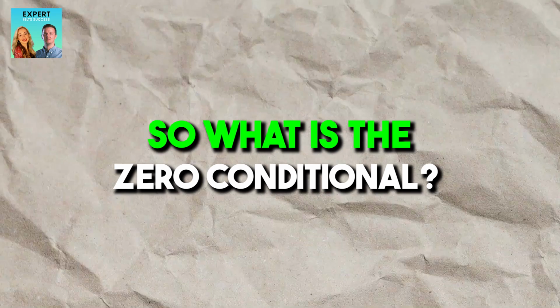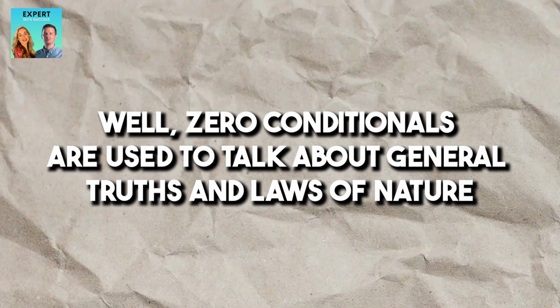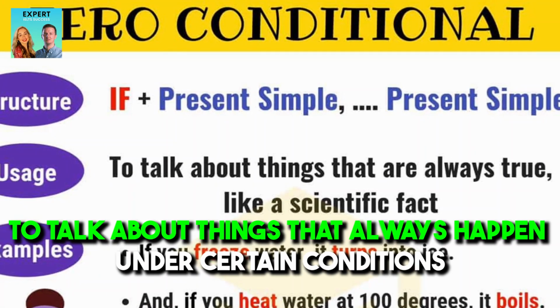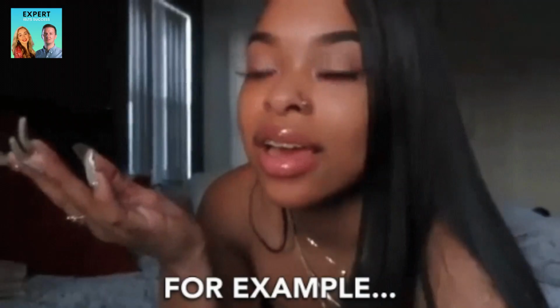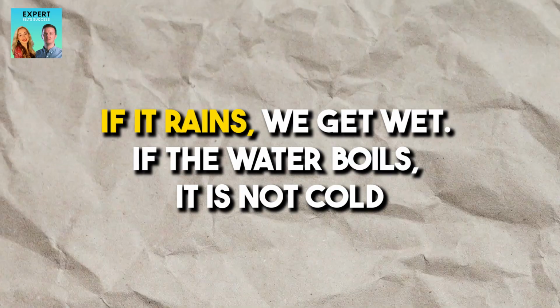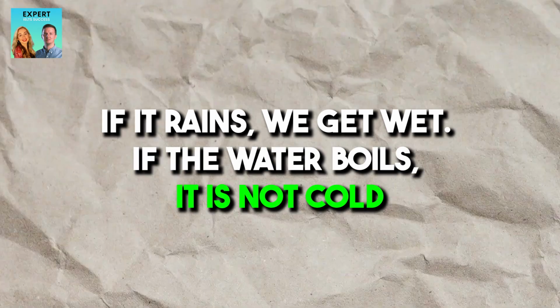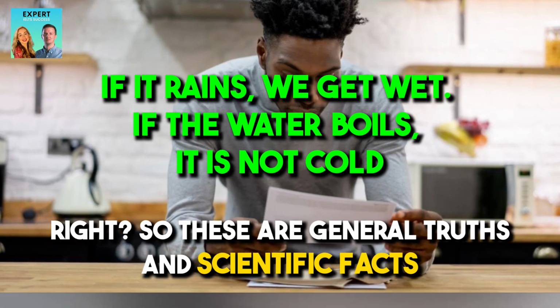So what is the zero conditional? Well, zero conditionals are used to talk about general truths and laws of nature. We use zero conditionals to talk about things that always happen under certain conditions. For example, if it rains, we get wet. If the water boils, it is not cold, right? So these are general truths and scientific facts.